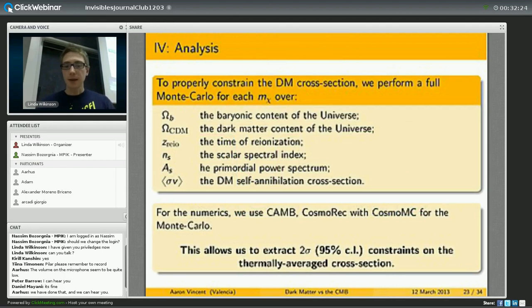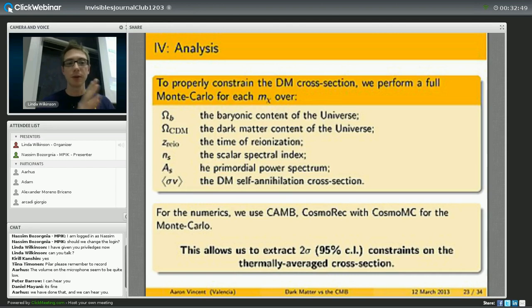So our actual analysis now, now we get to the interesting stuff. We performed a Monte Carlo over these parameters: the baryonic content of the universe, the cold dark matter content of the universe, the reionization redshift, the scalar spectral index, the amplitude of the primordial power spectrum, and the dark matter self-annihilation cross-section.